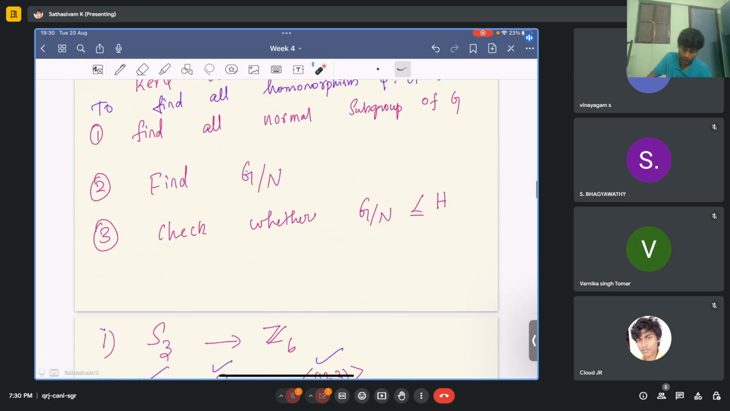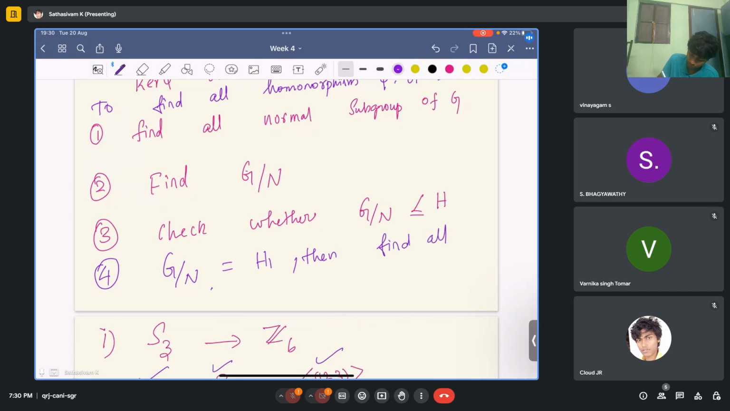So check whether G by N is sitting inside H. Once you find G by N is sitting inside H, if G by N is equal to, let's say, H1, then find all homomorphisms from G by N to H1. Which is the same as finding all homomorphisms from G by N to G by N. Up to isomorphism these are all the same.